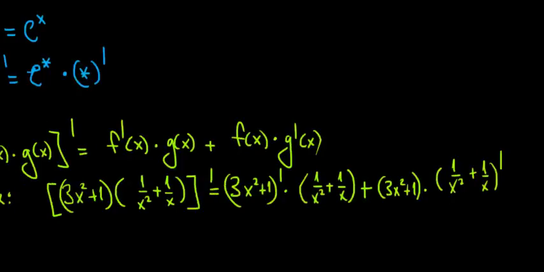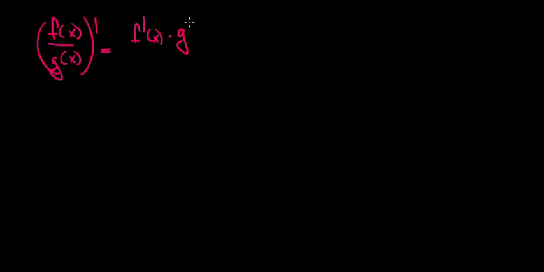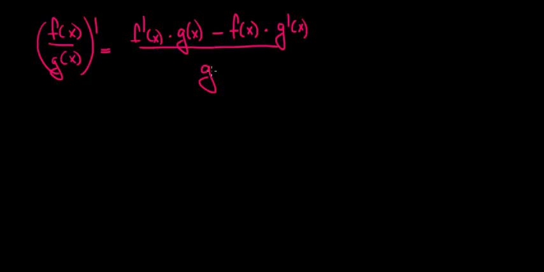Okay, and one last thing, the quotient rule, let's write that down. What if we have a division? So a function f of x divided by another function g of x, the derivative is the derivative of the first times the second minus f of x times g prime of x, divided by the second to the power of 2, g of x squared.